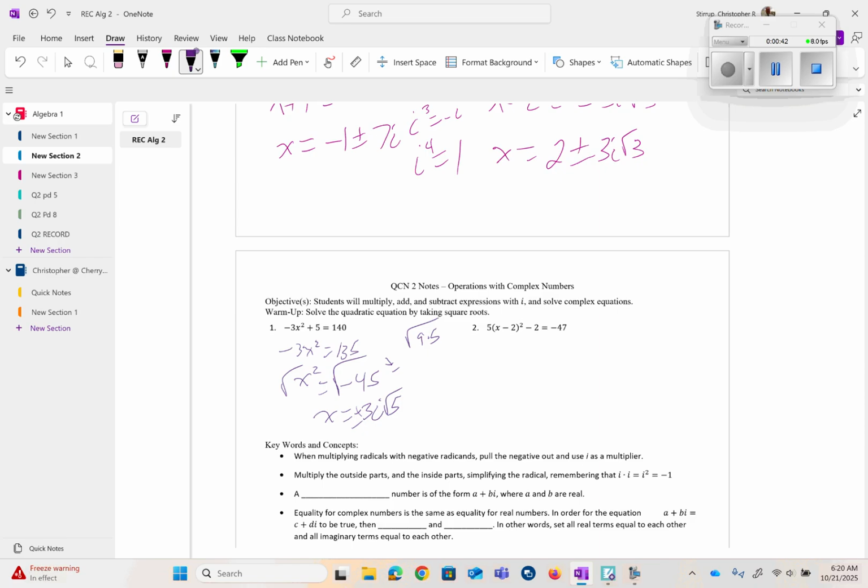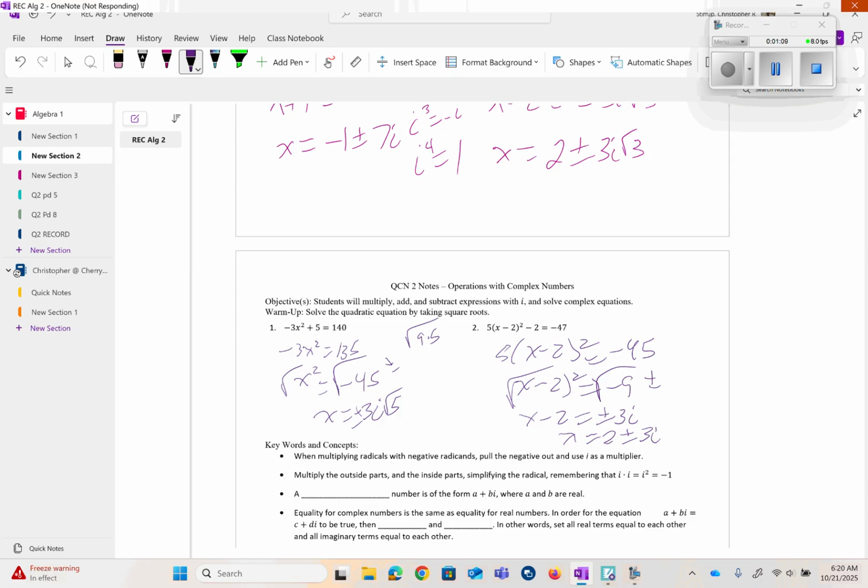All right, number 2, we're going to go ahead and add 2 to both sides. Divide each side by 5. Root, don't forget the plus minus. X minus 2 is equal to plus or minus 3i. And then add 2 to both sides. Remember, you can't add that 2 and the 3i together or subtract them.